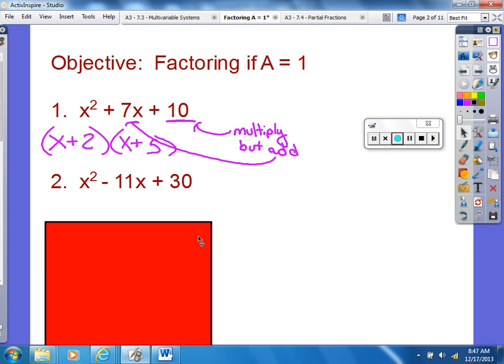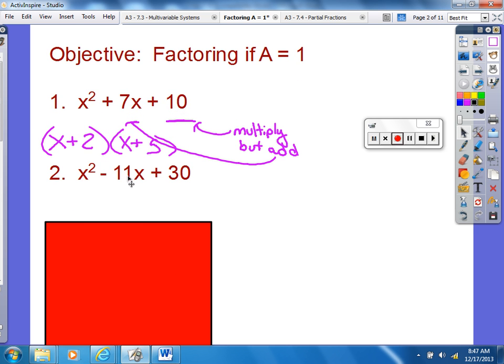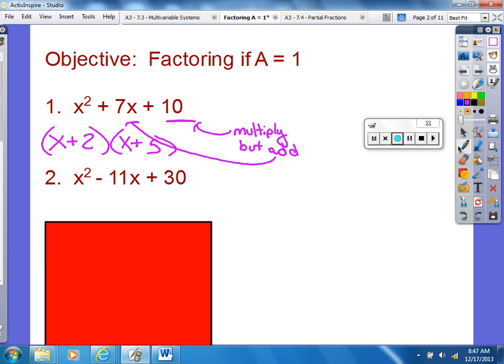Let's try this one. Now the process is exactly the same. Oops. There we go. So again, I'm going to make 2 sets of parentheses. I'm going to start them both with x. But now I have to ask myself, what times what is 30, but adds to negative 11? Austin. Negative 5 and 6 make 1.